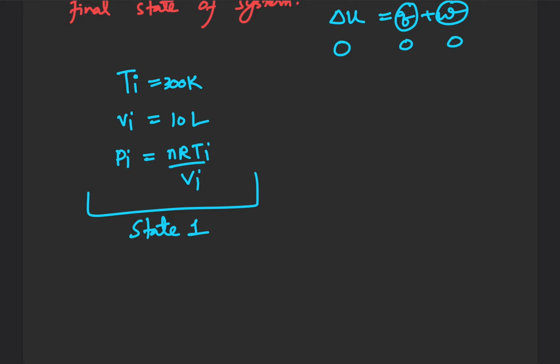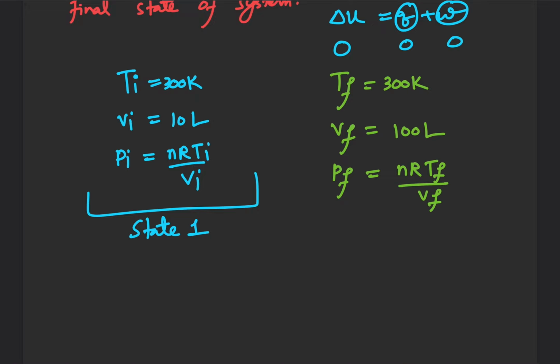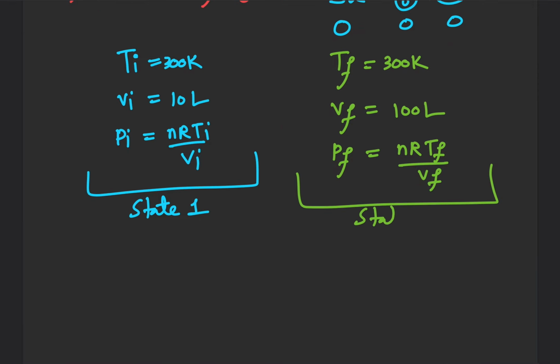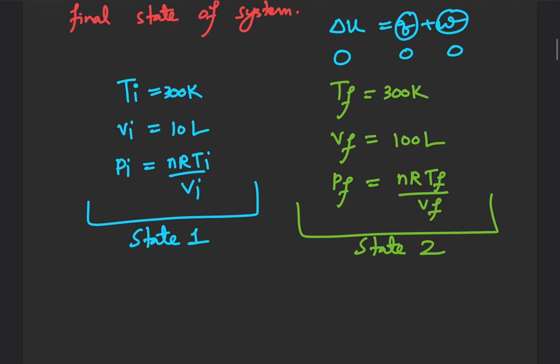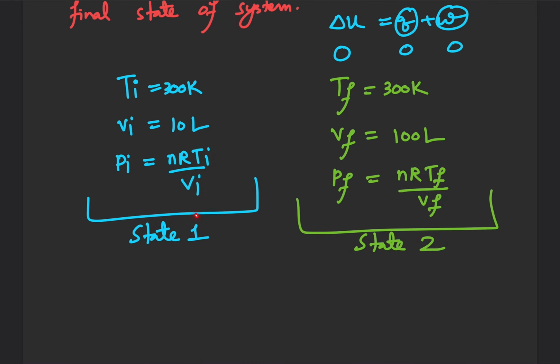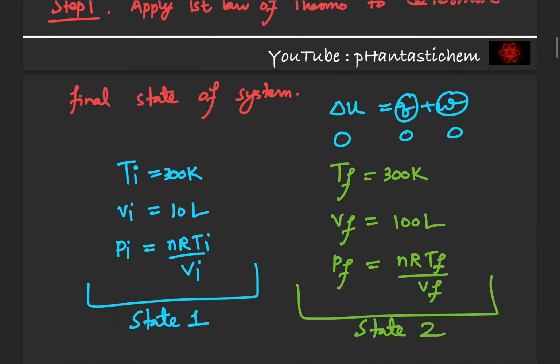For the final state, or you can say for state 2, T final is 300 Kelvin because we have maintained the same temperature. V final is 100 liters, and final pressure will obviously be nRT_f by V_f. So these are the state variables. Okay, so this is for state 2 or the final state. So now we know the initial state, now we know the final state. Okay, this is our step 1.